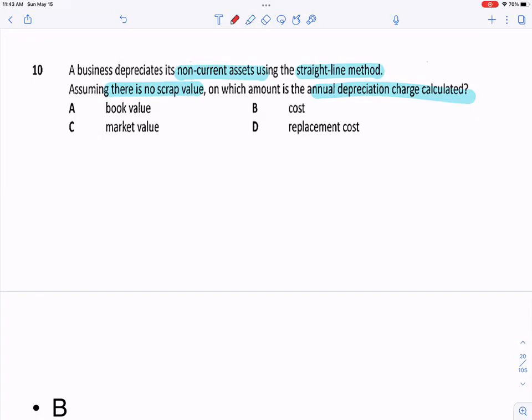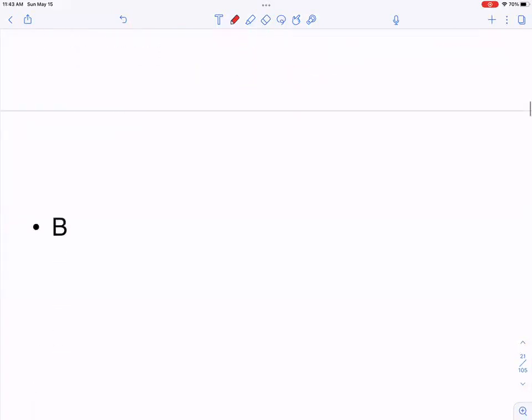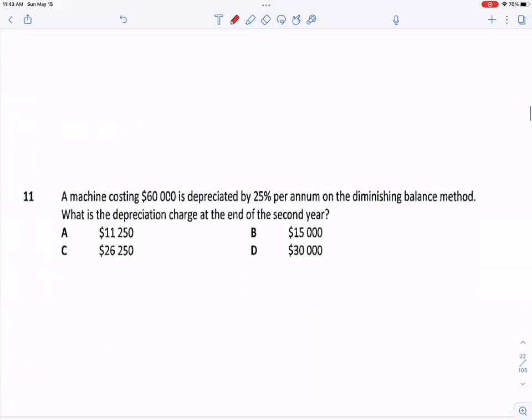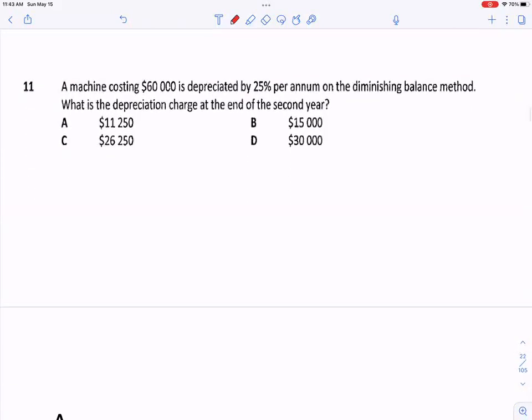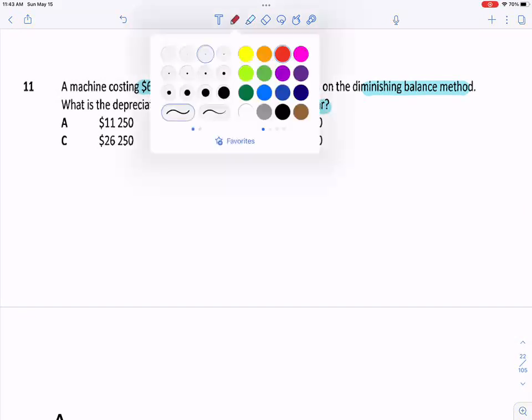On cost. Straight line method means on cost. Come on, next one. Be very careful about the question that they ask.